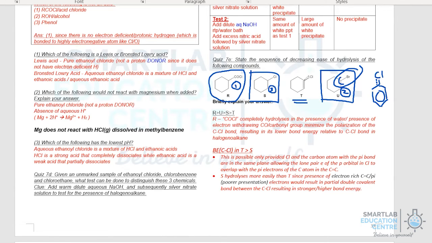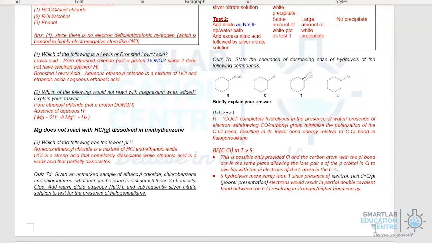In this case, one needs to bear in mind there will be some form of conjugation as well. The conjugation that occurs is because, again, the lone pair electron in chlorine could overlap the pi electrons in the C to C double bond because they all sit on the same plane. Specifically, chlorine and carbon atoms all sit on the same plane. Therefore, there will be some partial double covalent bond character between C to Cl in the case of this compound T, and hence it is least able to undertake hydrolysis in the presence of water.